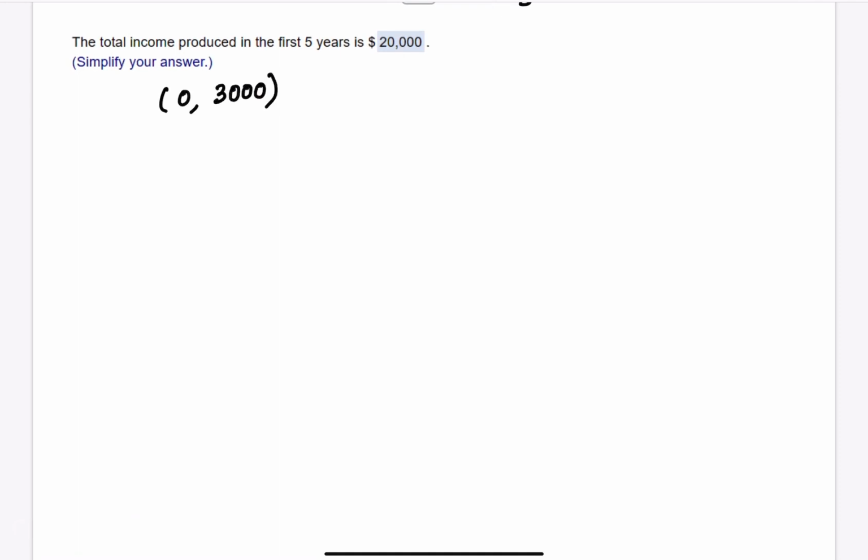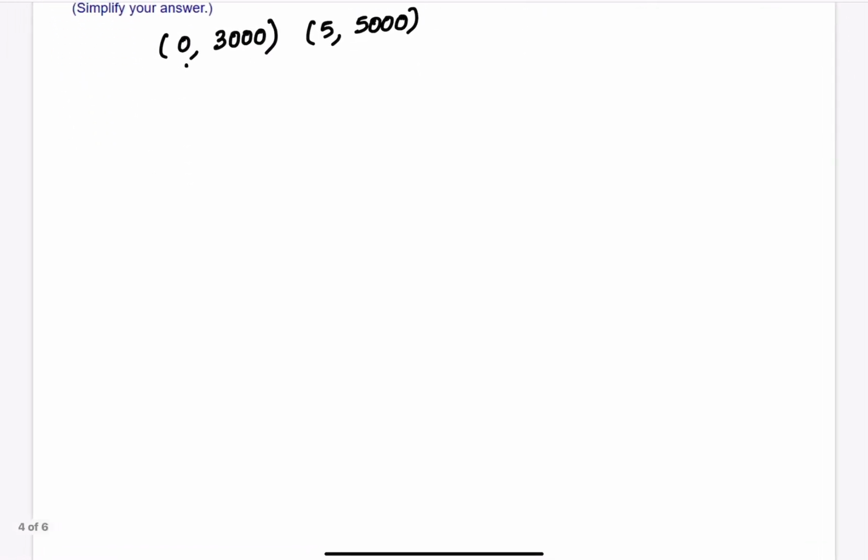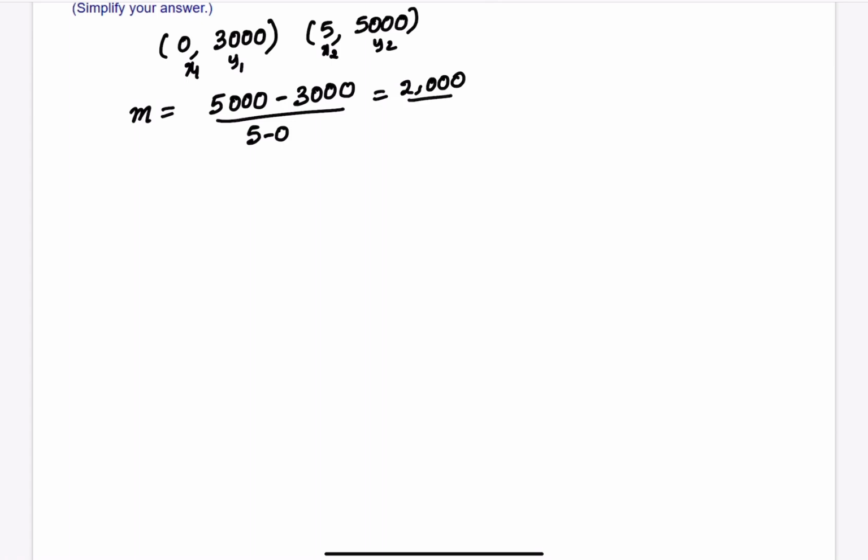You might say, Miss, why did you take 0 as x? Time is independent, so you always take time as your x value, and your dollars depend on the time, so that is going to be your y value. So this is my x1, y1, x2, y2. So the first thing to find the equation of a line is to find your slope. Your slope is y2 minus y1, which is 5,000 minus 3,000, divided by 5 minus 0, which is 2,000 divided by 5, which is 400. And that's your slope.